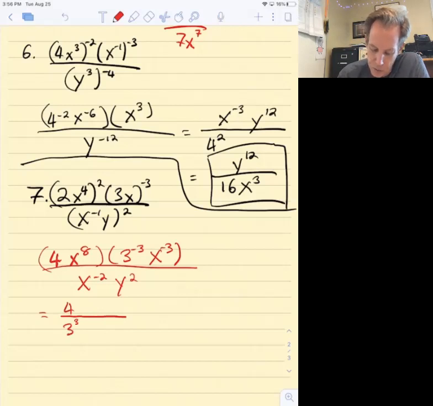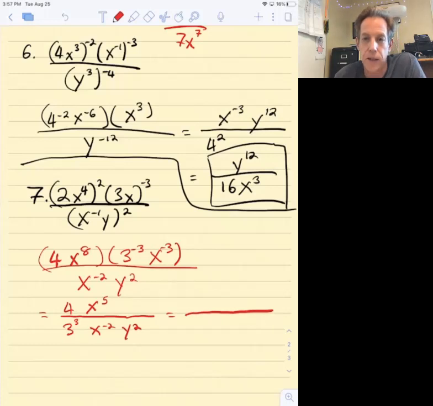I'll combine the x's in the numerator. So that's going to give me x to the 5th. Let me go ahead and rewrite that. Sorry. Okay. And so now the only thing left is, of course, 3 cubed is 27. And now I just need to combine those x's. So I'm going to take 5 minus a -2, which is a +7. And that's it. That's our answer.